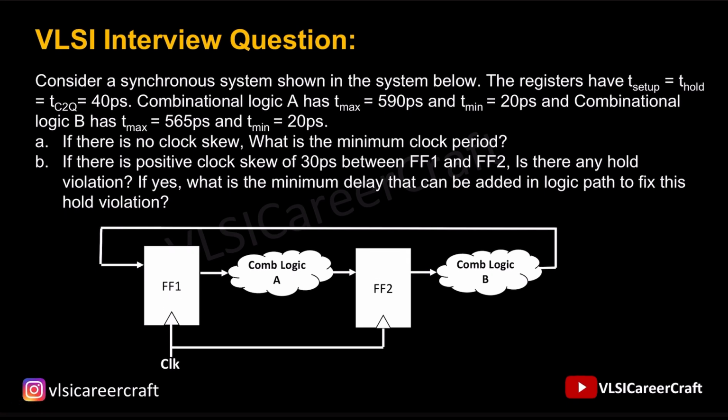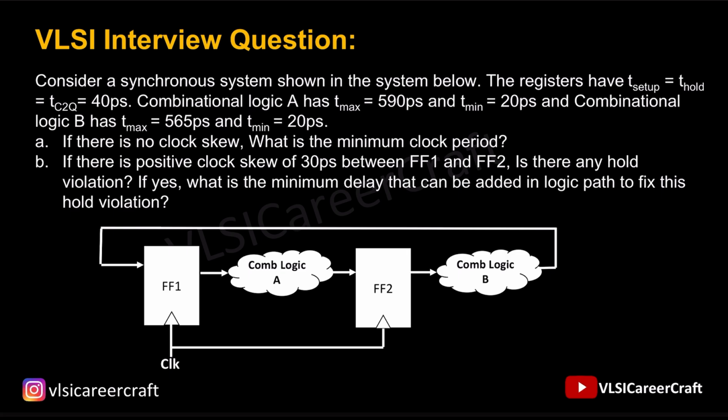So in the question it is given that a synchronous system has T setup, T hold and T clock to Q as 40 picosecond delay, and there are two combinational logics which have T max and T min delays given. So in the first part we were asked to calculate minimum clock period in case of no clock skew. So there are two paths here, flip-flop 1 to flip-flop 2, and the second path is from flip-flop 2 to flip-flop 1.